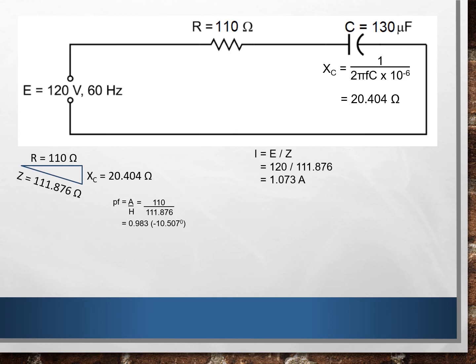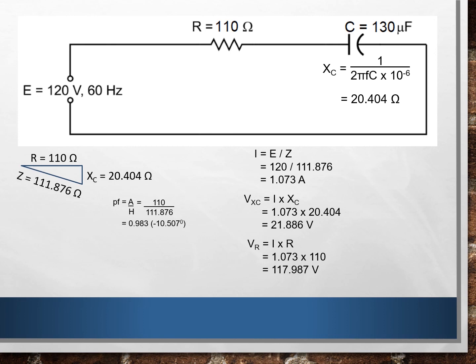So now I will use Ohm's law in order to find my current. Now, since I have my total impedance, my Z value, I divide my voltage by my Z in order to find my current of 1.073 amps. This is the number I'm going to use in the rest of my formulas, so it's important that we have this one. I can use that ampacity in order to find out what the voltage across not only my resistor, but across my capacitor is going to be as well.